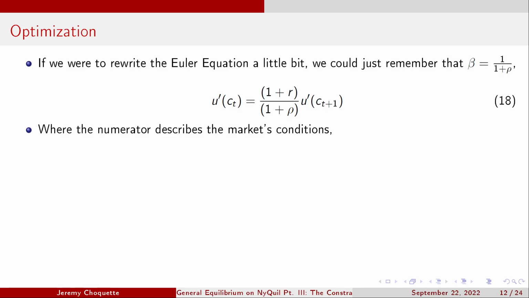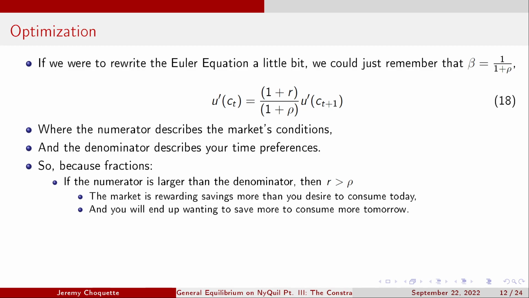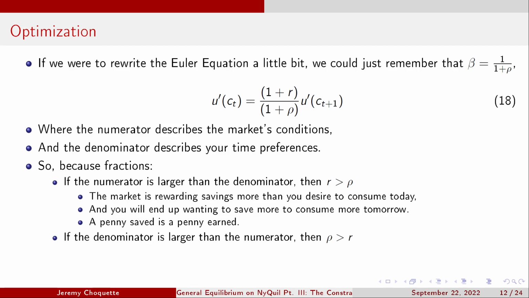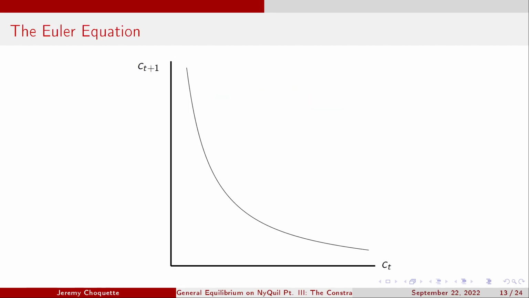So the numerator describes the market conditions. The denominator describes your time preferences. And as I said, because fractions, if the numerator is larger than the denominator, the market's rewarding savings more than your desire to consume today, and you'll end up wanting to save more to consume tomorrow. You can think of it like a penny saved is a penny earned. If the denominator is larger, then you've got rho being greater than r. Your time preferences are greater than what the market is rewarding for your savings. You'll want to consume more than your savings. So there's just not much of an incentive to save at this point.